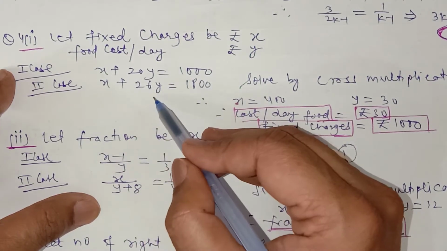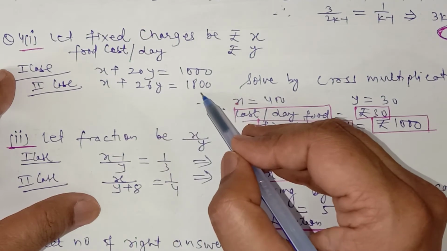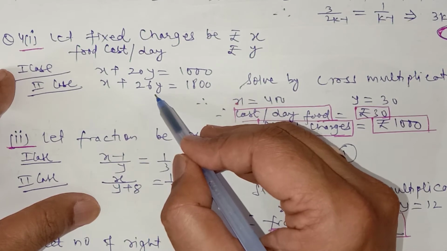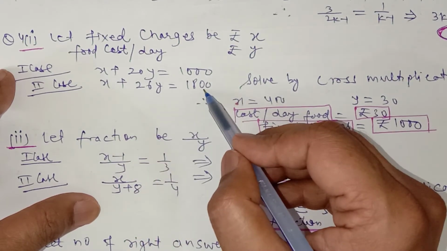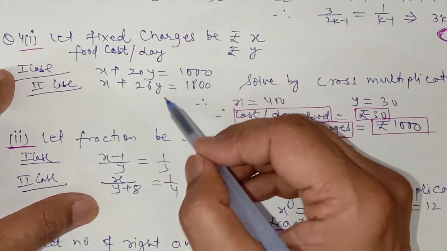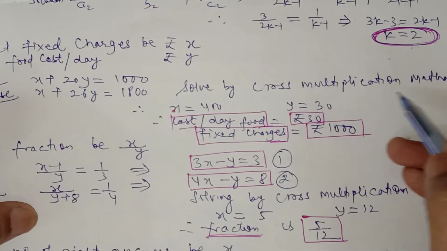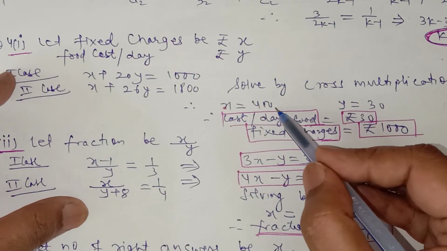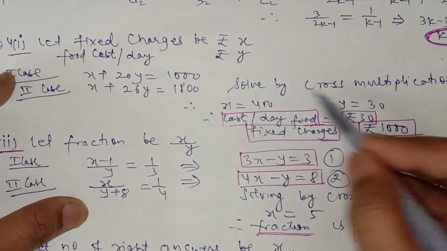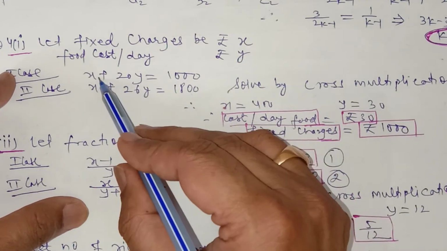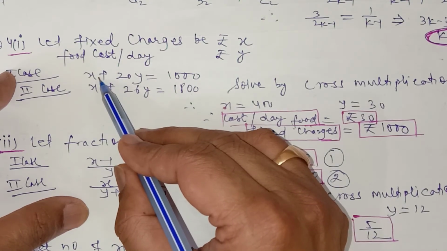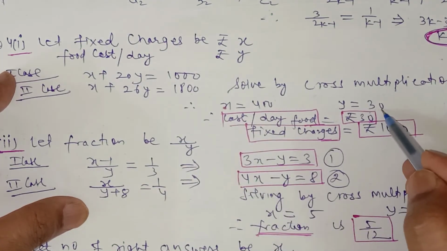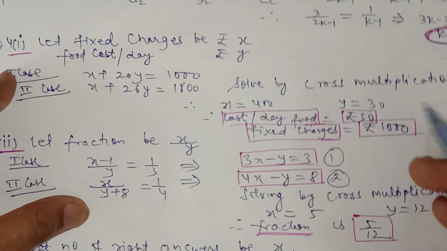The second person takes the food for 26 days and he has given 1800 rupees. So the fixed charges plus food charges for 26 days is 26Y. So X plus 26Y is equal to 1800. Now we have these two equations. Solve by cross multiplication method and you get the value of X as 400 and Y as 30. You solve it by cross multiplication method. It means the fixed charges are 400 rupees and the value of Y is 30, which means the cost of the food per day is 30 rupees. So fixed charges, cost per day.